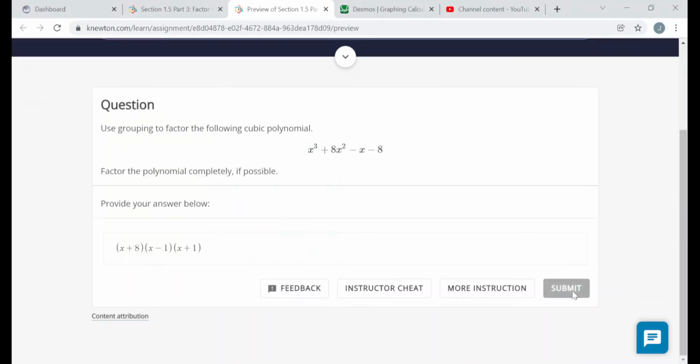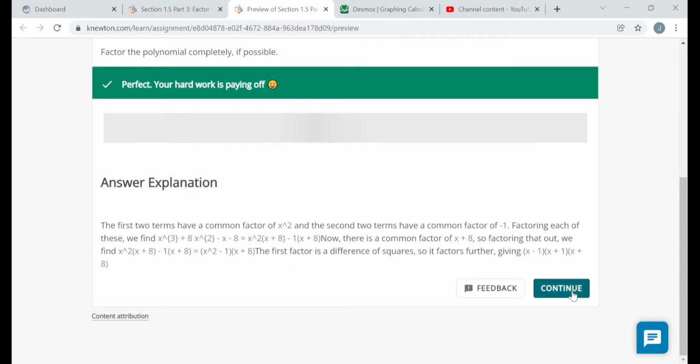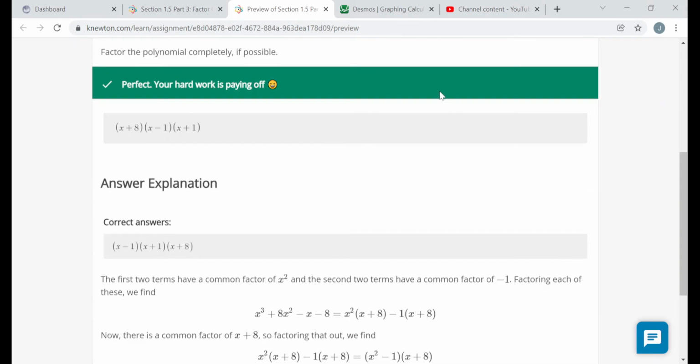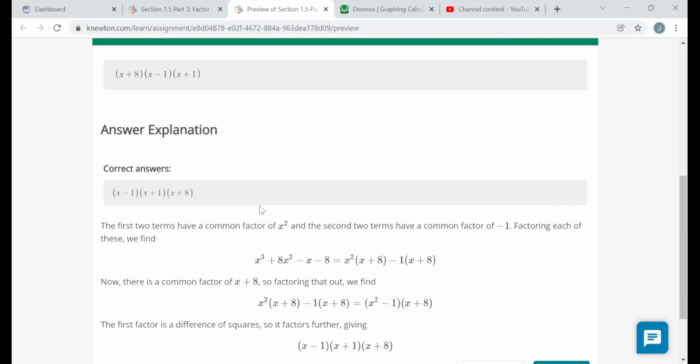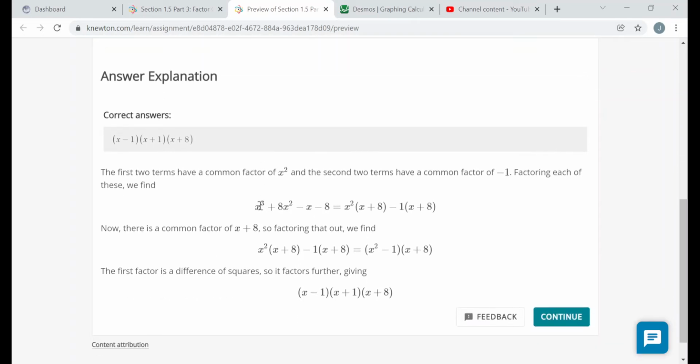After you submit, it'll tell you if you're right or wrong. Hooray, it'll be green if you're right, red if you're wrong. And then they have an answer explanation. Please read over this, whether you're right or wrong. If you're correct, just take a quick glance to make sure you got it right for the right reasons, that you didn't just get lucky and guess.